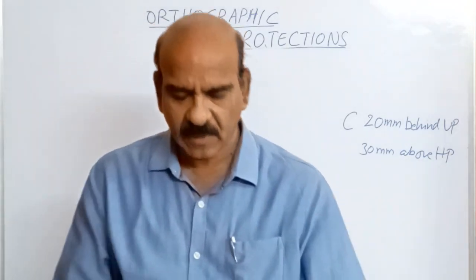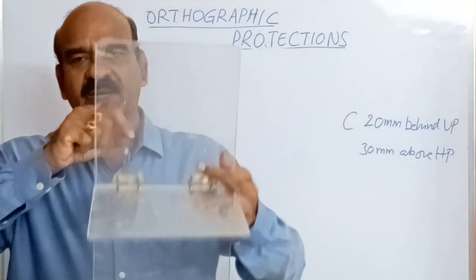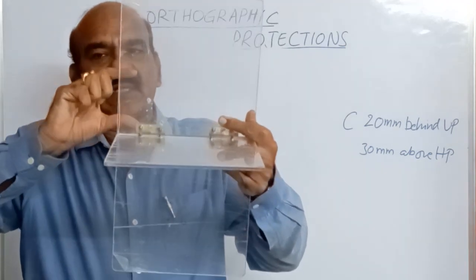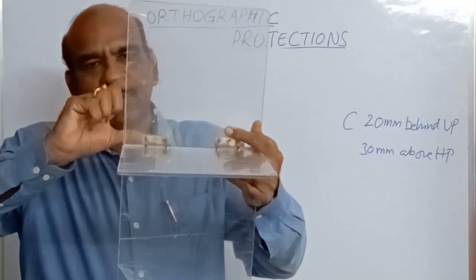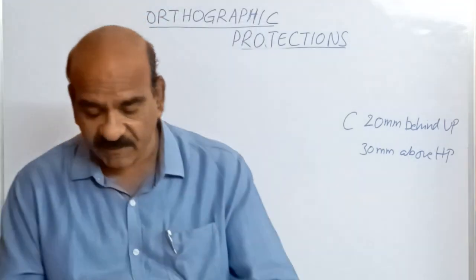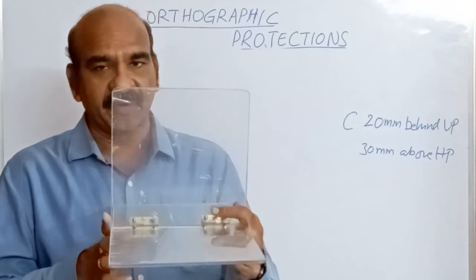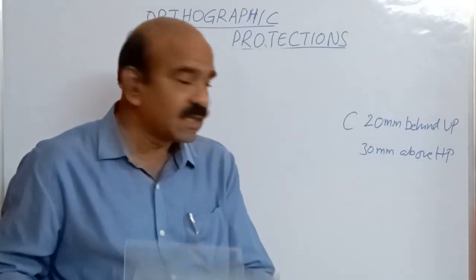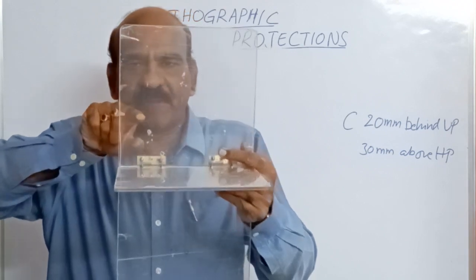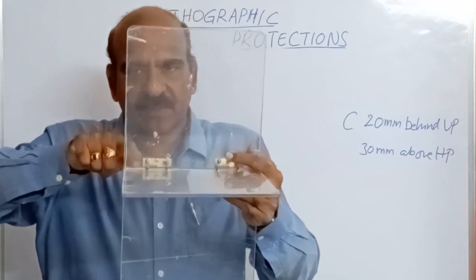That is here, second quadrant. 20 mm behind VP, 30 mm above HP, like this. So, first of all, let's draw its front view. Front view is 30 mm above HP. So the projection obtained here on VP is 30 mm above HP.